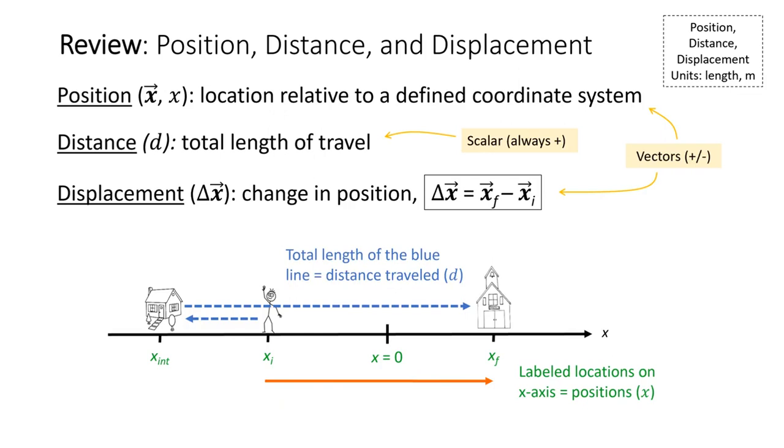And then next up, we have displacement. Displacement is change in position. And so on our graph at the bottom, that's represented by this orange arrow that points from initial position to final position, and that is our displacement. So position and displacement are both vectors. Their directions are given by plus or minus signs in one dimension. And distance is a scalar, which means it's always going to be positive. All three of these measurements have dimensions of length, which means in SI units we'll be using meters.